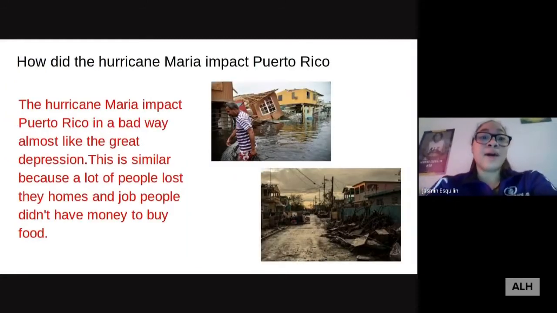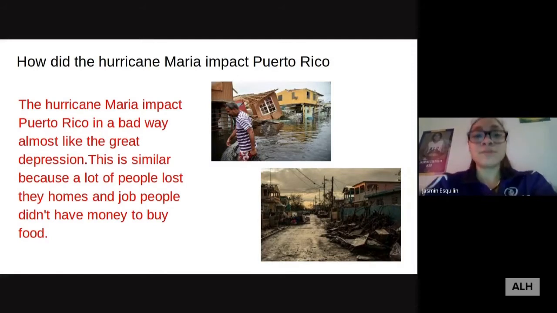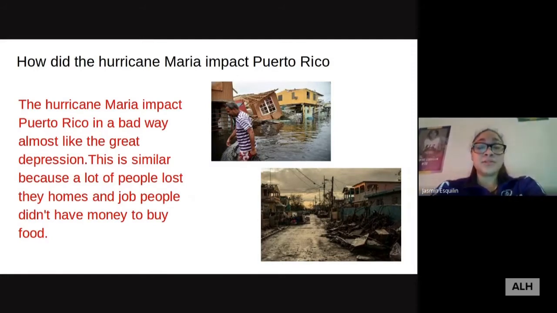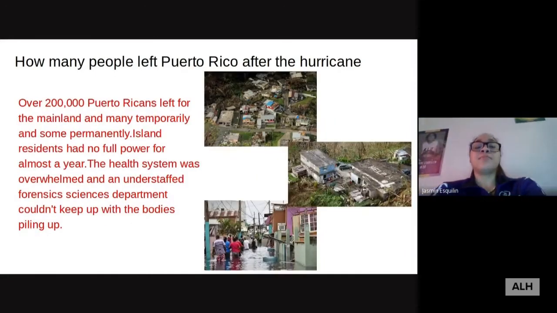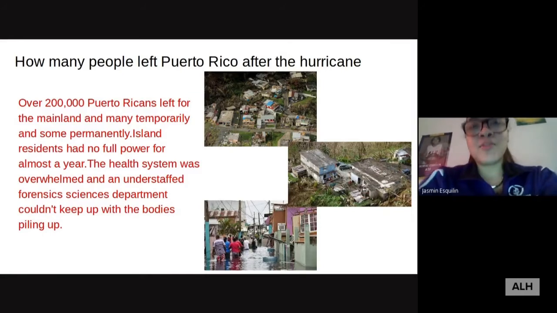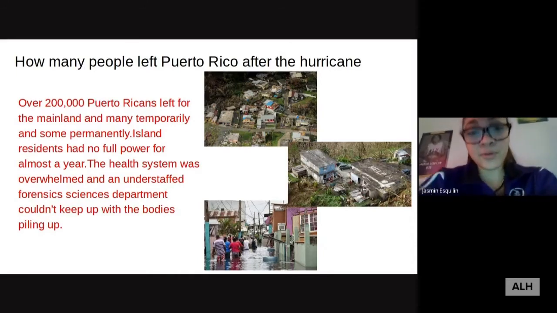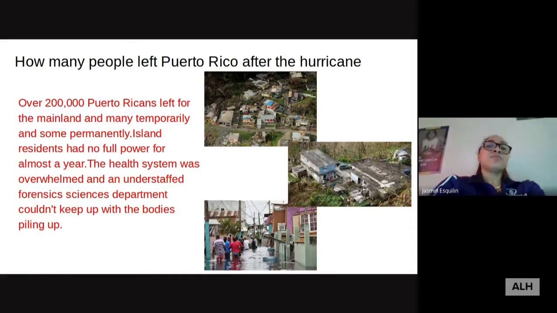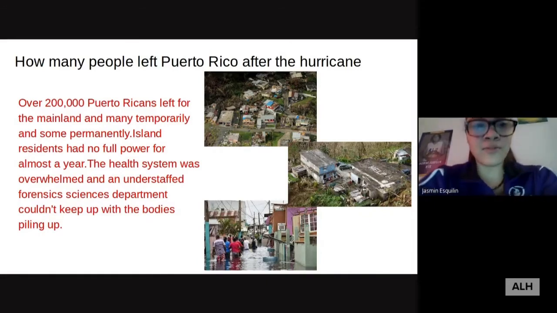In a bad way, almost like the Great Depression. This is similar because a lot of people lost their homes and jobs. People didn't have money to buy food. How many people left Puerto Rico after the hurricane? Over 200,000 left Puerto Rico after the hurricane because they lost their homes, temporarily and some permanently. Island residents had no food or power for almost a year.